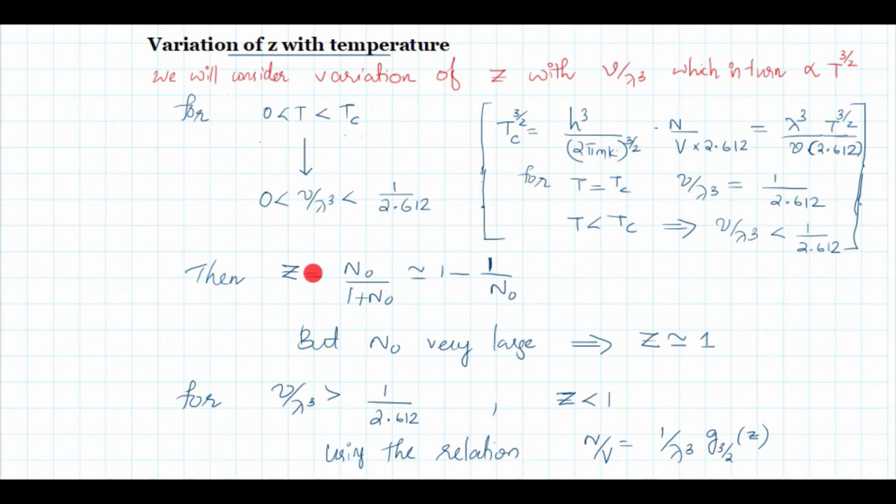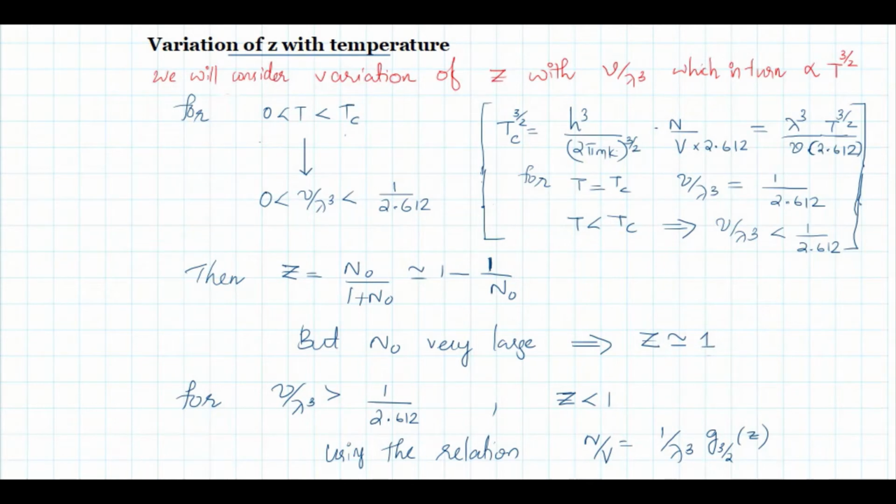In this range, there is the condensed phase and the number of particles in the ground state is very high. So the Z value is calculated using this expression N0 by 1 plus N0, and we already discussed this equation. It is given by approximately 1 minus 1 by N0. Since N0 is very large, you have Z approximately 1. So for all temperatures below the critical temperature, the value of Z is approximately 1.